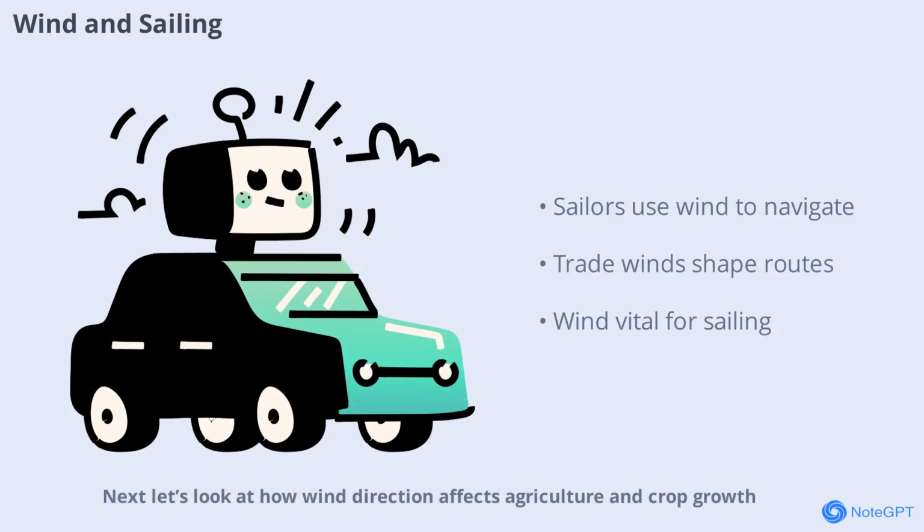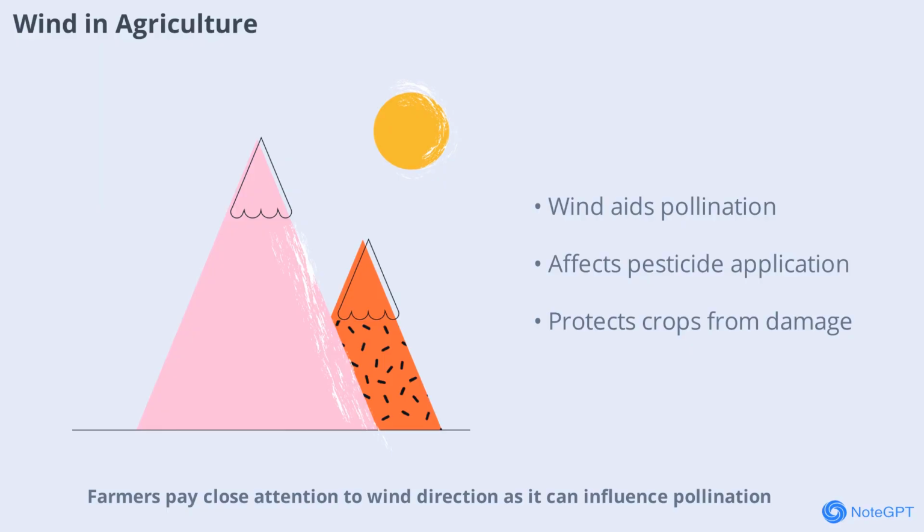Next, let's look at how wind direction affects agriculture and crop growth. Farmers pay close attention to wind direction, as it can influence pollination, pest movement, and the spread of diseases. Certain crops rely on wind for pollination, while others may be damaged by strong winds. Wind direction also affects how pesticides and fertilizers are applied, ensuring they reach the intended areas. Understanding local wind patterns helps farmers protect their crops and maximize yields.